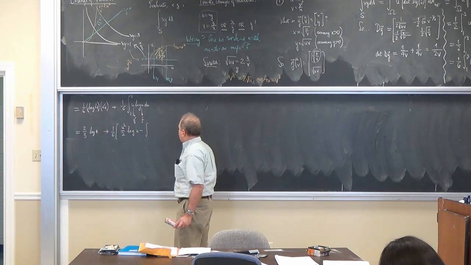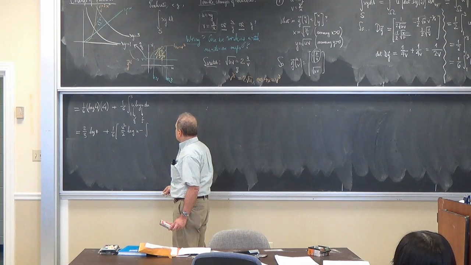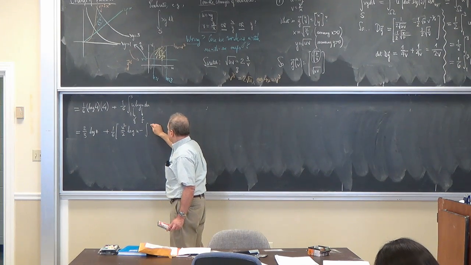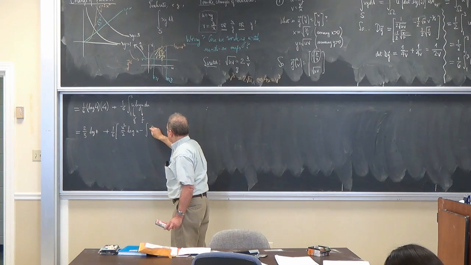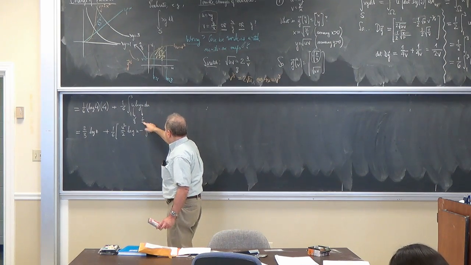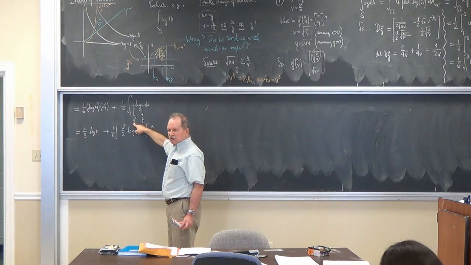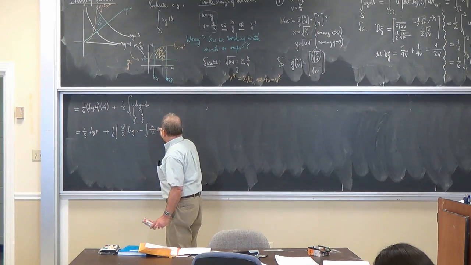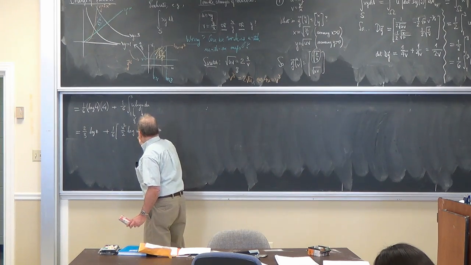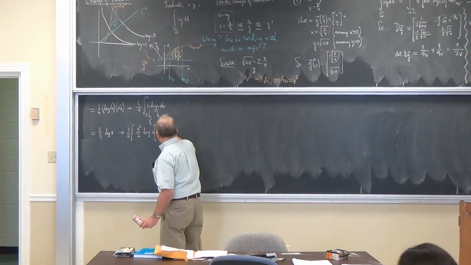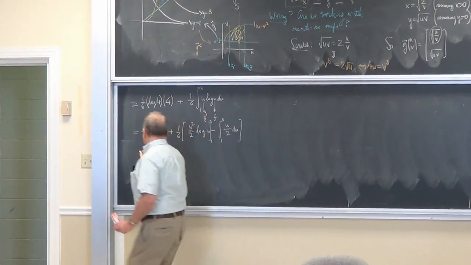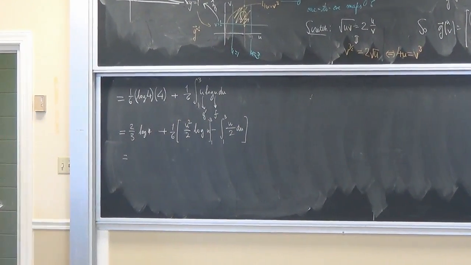And what's f prime g? f prime is 1 over u, g is u squared over 2, so I have u over 2. And this is integrated from 1 to 3. And this is the last integral I'm going to beat to death today.